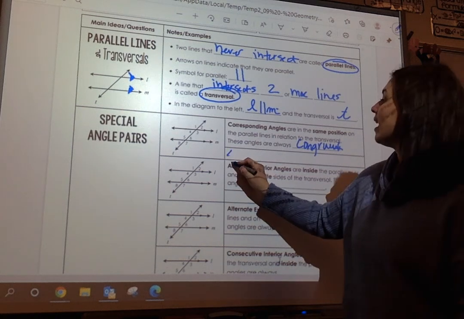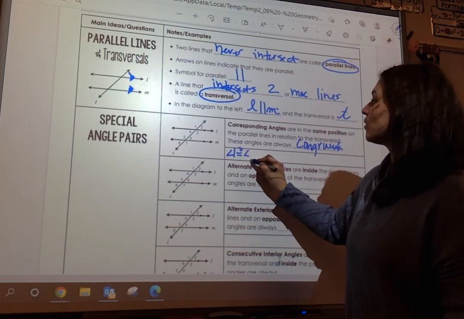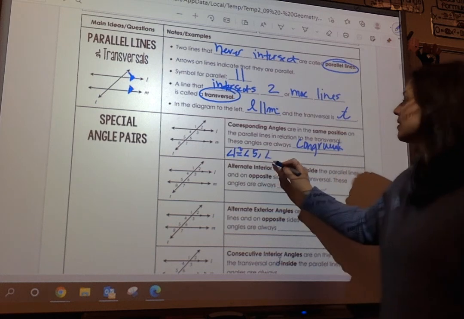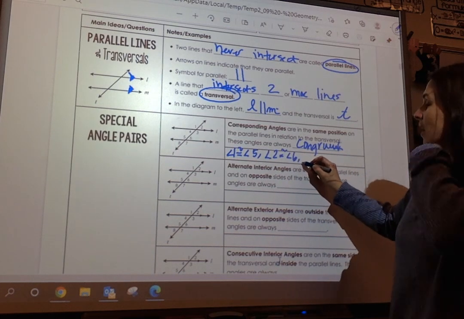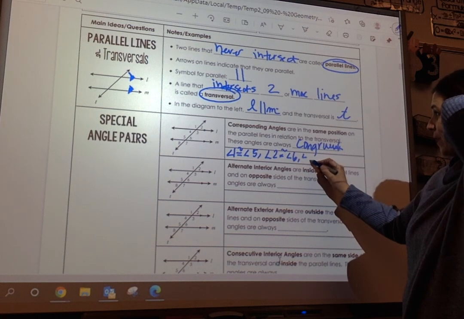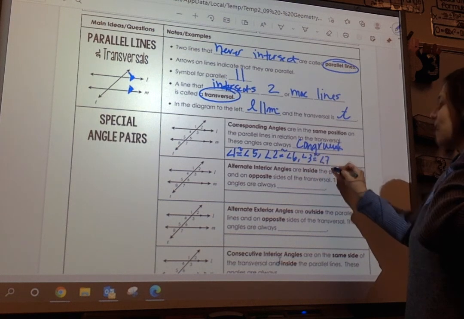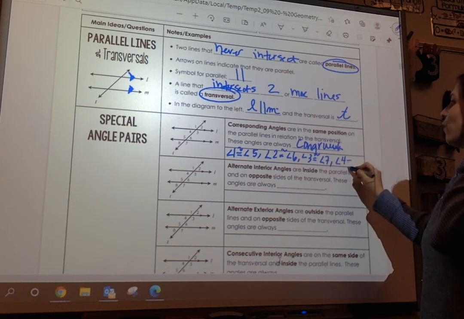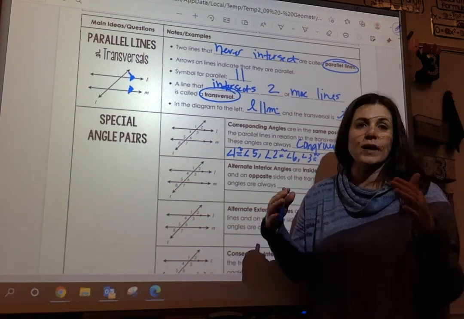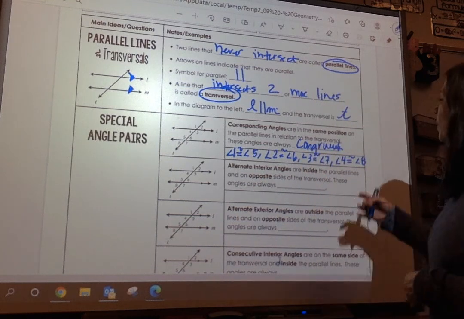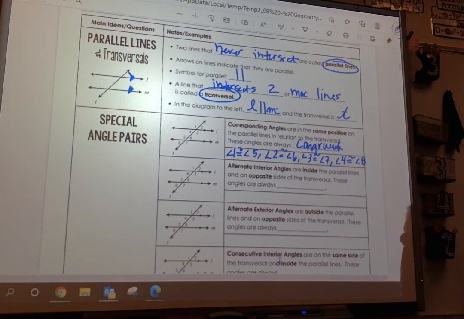So I could say angle 1 is congruent to angle 5. I could say angle 2 is congruent to angle 6. I could say angle 3 is congruent to angle 7. And I could say that angle 4 is congruent to angle 8. I could also say the measure of angle 1 equals the measure of angle 5. Okay, but that's what I can say, that these are congruent to each other.